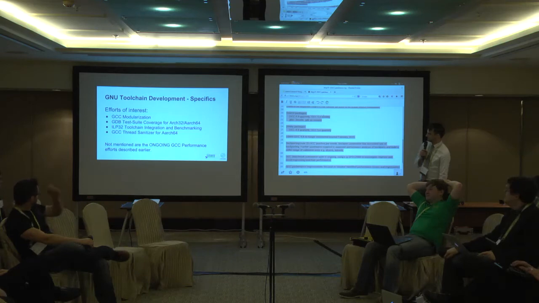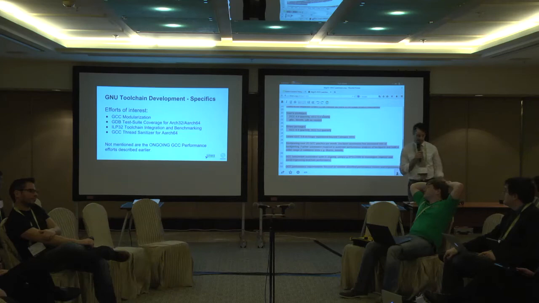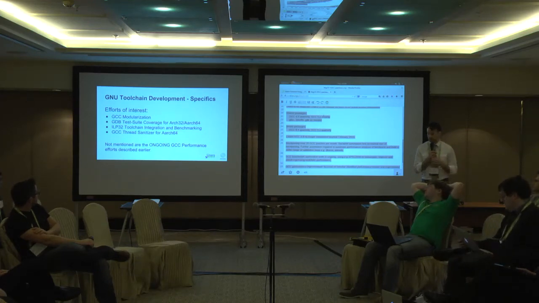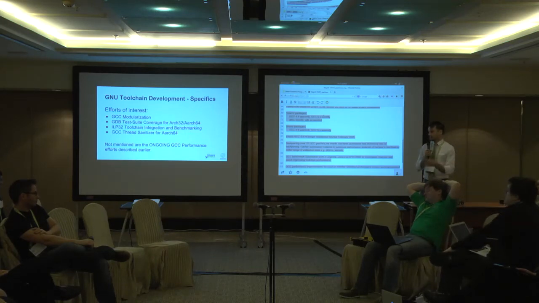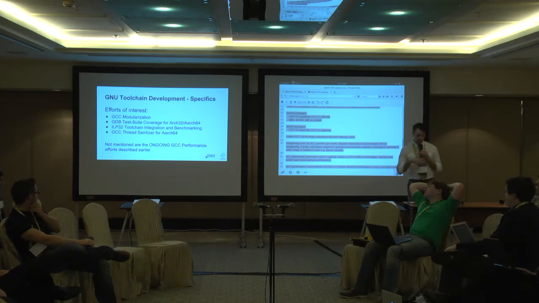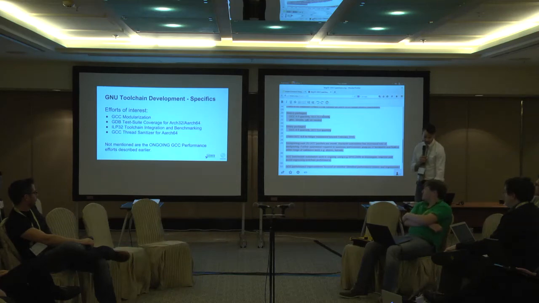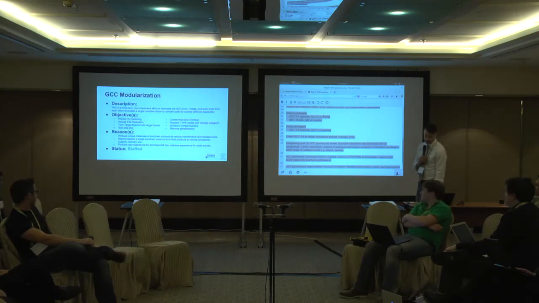So let's look at some specifics here in the GNU toolchain development area and LLVM. I've pinpointed 4 interesting areas. This isn't exhaustive by any means, but I find these ones interesting, and there have been some questions on these. So we have these 4 areas: modularization of GCC, test suite coverage for GDB, ILP32 integration and benchmarking, and thread sanitizers. I didn't mention the ongoing GCC performance efforts because we described those earlier. So we'll get down to the specifics of each of these.